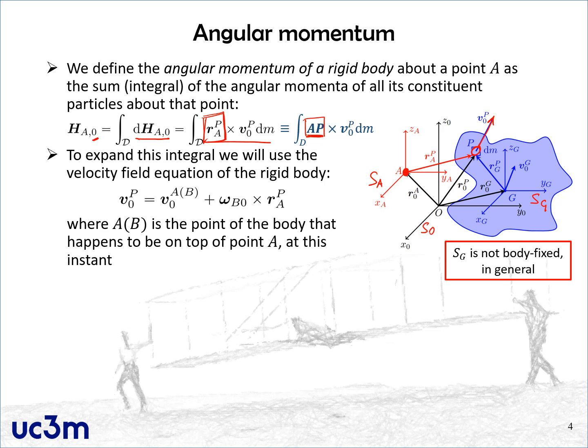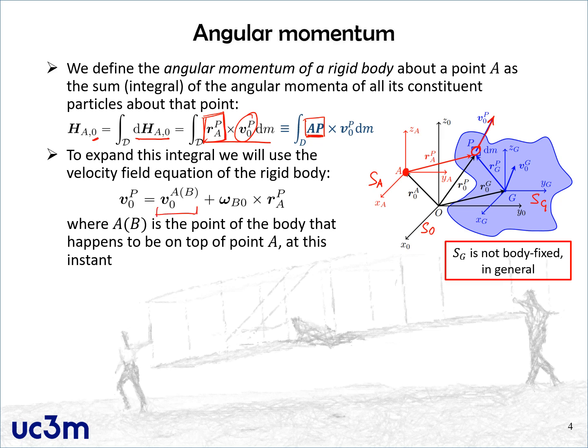What we want to do is to process this definition of the angular momentum of the rigid body about A in a way that we can reduce the integral to known quantities. In particular, we will see that the inertia properties of last week will appear. In order to get there, we are going to replace the velocity of the point P that runs over the whole body as we integrate, and expand that with the velocity field of the rigid body. So we will use the velocity at point A.